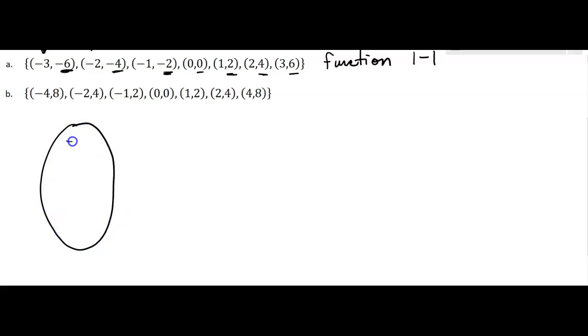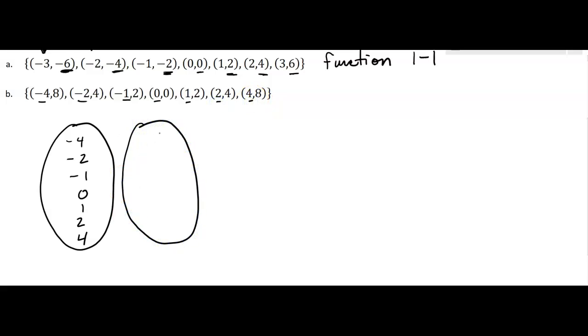Okay. So I've got -4, -2, -1, 0, 1, 2, and 4. Those are all the inputs, right? All the x values, all the domain elements. Okay. Then what are the outputs? Well, I've got an 8, a 4, a 2, a 0, a 2.